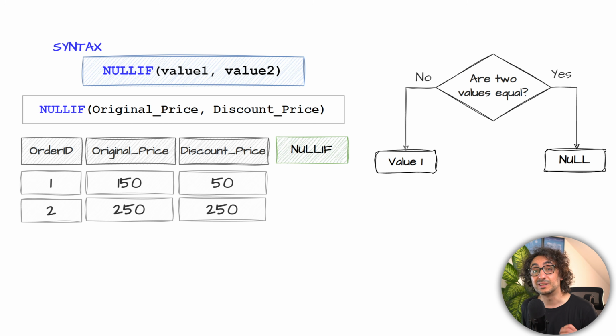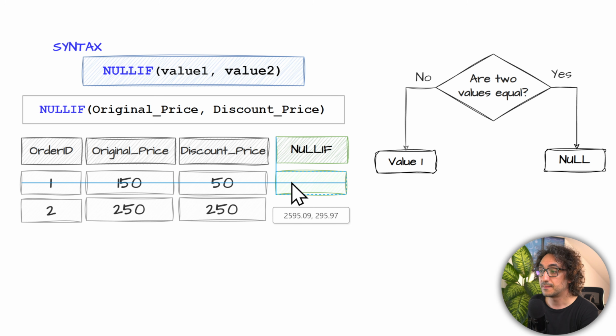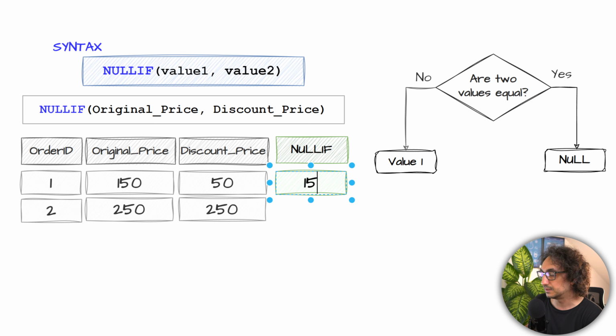Well, we can use it in order to highlight or flag special cases inside our data. And the special case here is if the original price is equal to the discount price. If those two prices are equal, that means we have an issue in our program or something went wrong as we are inserting data. So let's see what's going to happen. For the first row, we're going to compare the 150 from the original price with the discount price. So they are not equal, right? So that means SQL is going to return the original price, the 150, in the output.